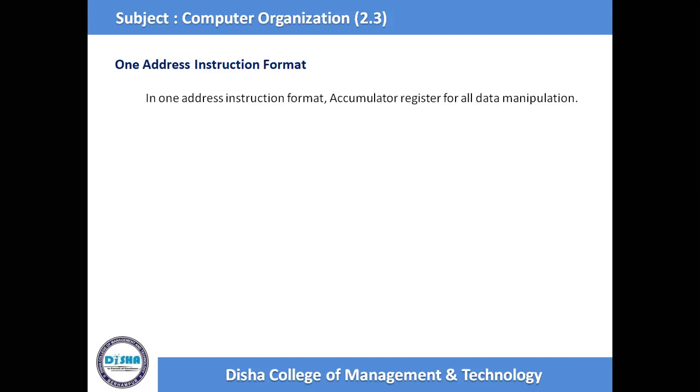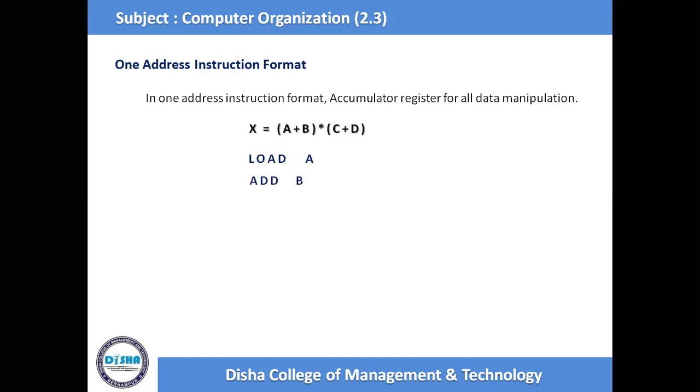So let's see, we have an expression again, that is X equals A plus B cross C plus D. To solve that expression with the one address instruction format, we have to follow these instructions, that is, load A. That means when we give this instruction to the CPU of a computer, then the computer fetches the data from opcode address A, and loads it to the accumulator. Now the accumulator contains the data.